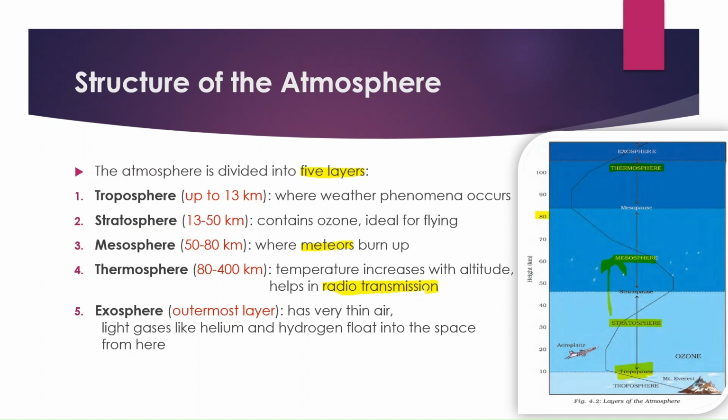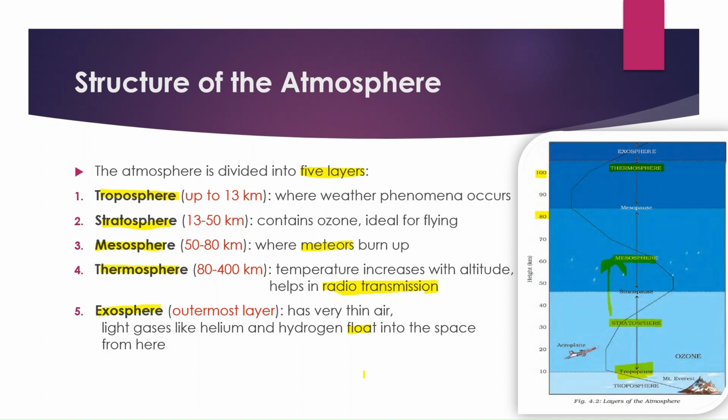Next is exosphere. This is the last layer, and it is the outermost layer where the air is extremely thin, and light gases like helium and hydrogen float into space from the exosphere. So how many layers are there in the atmosphere? Total 5: troposphere, stratosphere, mesosphere, thermosphere, and exosphere.